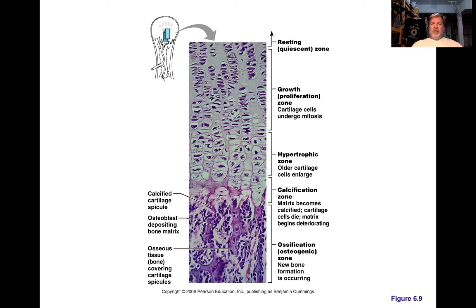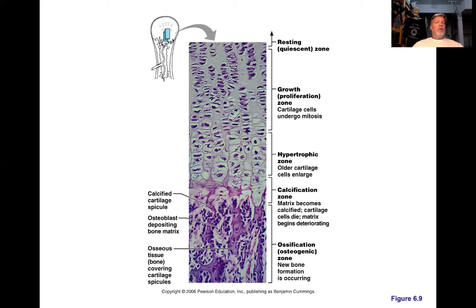Now, in the transformation zone, these are older cells, enlarged, and the matrix becomes calcified. The cartilage cells then die, and the matrix begins to deteriorate. And so that's what you're seeing in these older cells here. They're dying; they grew, they died, and now they're starting to move out of the way. So you end up with this osteogenic area down here, where new bone comes in, and you have bone formation occurring. So we see bone growth in length, and that's that cartilage continually grows and is replaced by bone, which is what I was showing you here in figure 6.9.